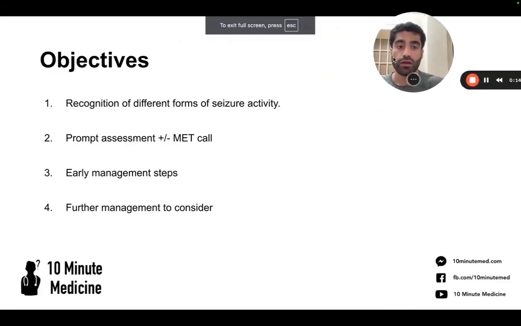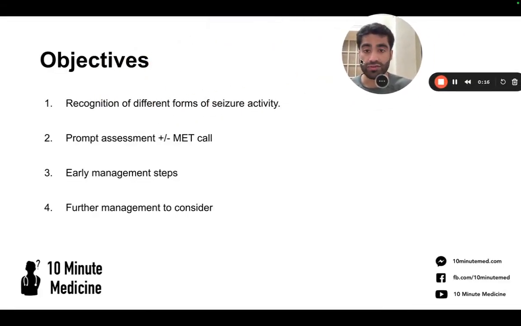Objectives involve recognizing different forms of seizure activity, prompt assessment of the patient, and the need for putting out an emergency call or a crash call, early management steps, and further management that you'd consider for any seizure patient.